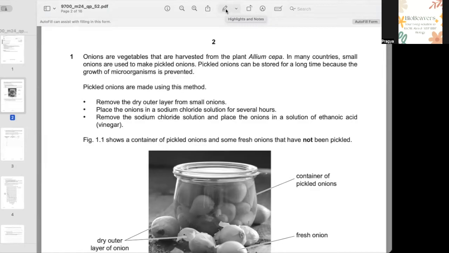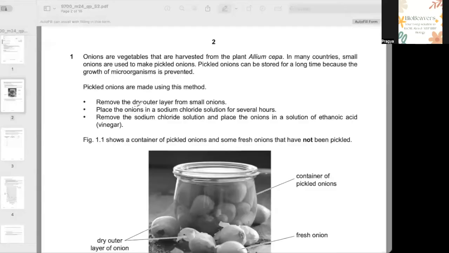In this paper, it's about the onion. It says onions are vegetables that are harvested from the plant Allium cepa. In many countries, small onions are used to make pickled onions. As I mentioned, this part should be a fast read, like you're reading a novel. Just read it once, and underline the things which you think might be important, and we might come in later to underline the other important things which are also there.